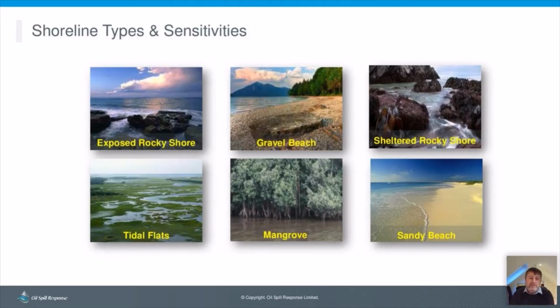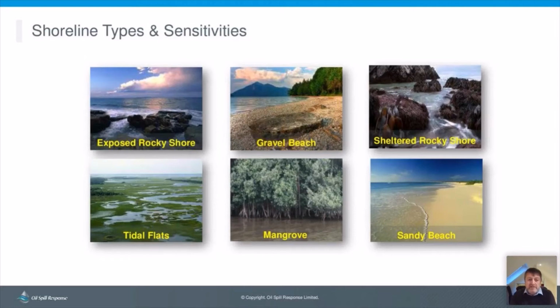At the other end of the scale are exposed rocky shores, which are the least environmentally sensitive to oil spills. That doesn't mean they have no sensitivities. There are certain things that live in rocky shorelines that are sensitive to oil spills, but on the whole, they are less environmentally sensitive, because an exposed rocky shore is what we call a high energy environment. Lots of wave action and tidal action. Therefore, any creatures, organisms, species that live there are generally quite resilient, and that includes oil spills.